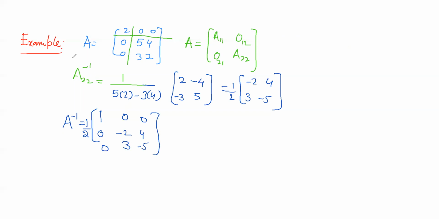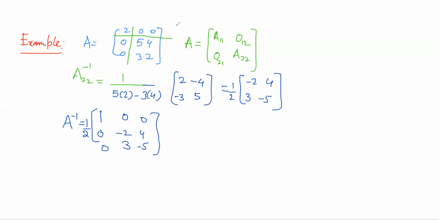So this is called the partitioning method to find the inverse, but this is only useful when, for example, you have zeros in 2 rows, so it makes the job of finding the inverse by hand calculations a little bit simpler. Okay.